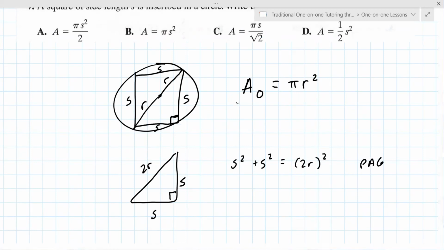Is that something that you remember? Yeah, but I don't like it. This seems like way too much geometry. It is, it's a lot here.